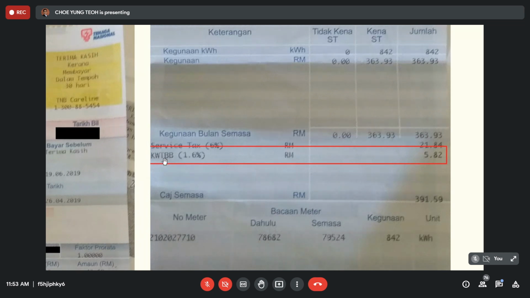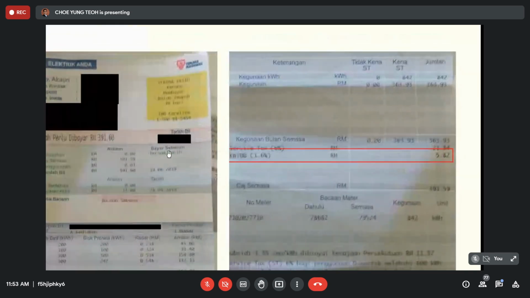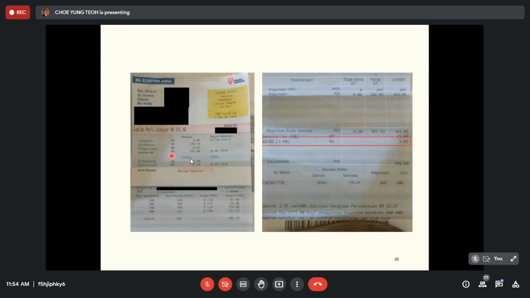This is Tenaga Boleh Baharu KW. I don't know this for what. Okay, so you have to pay for both service tax and KWTBB. But now I refer to my latest electrical bill, just service tax. I do not have KWTBB anymore. So it's already end of four year. This fee, sorry. But this one is actually very powerful because it's very attractive. Okay.